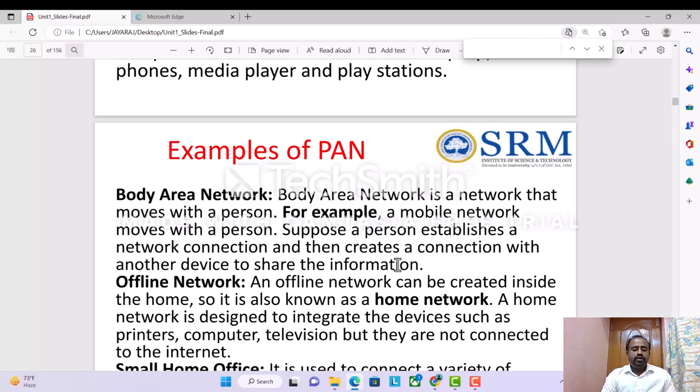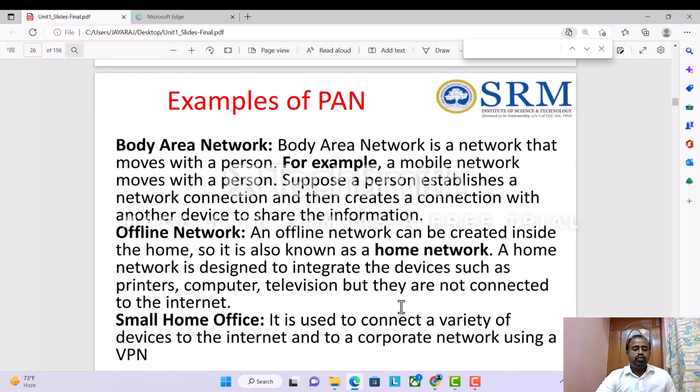Then offline also we can use it. So it can be used as a home network. It is used to integrate devices. We can say, Alexa, play the music, like that. We can integrate the home network. So we can use a number of devices, see, printers, computers, televisions. Whether they are connected to the internet or not, we can form them into a single network through these routers, and then we can control them with a single connection.